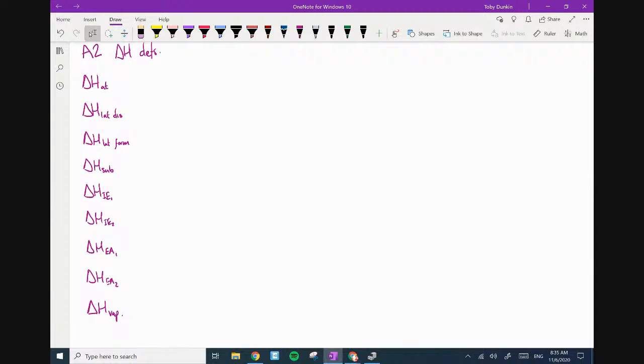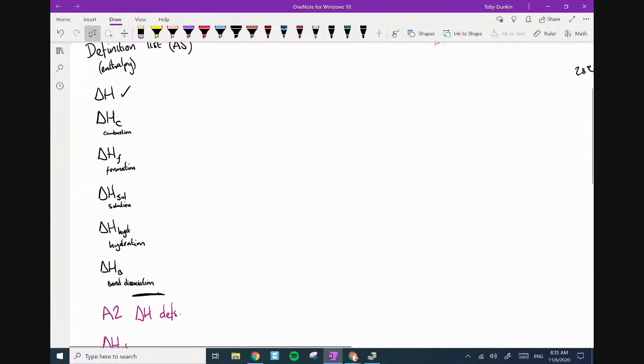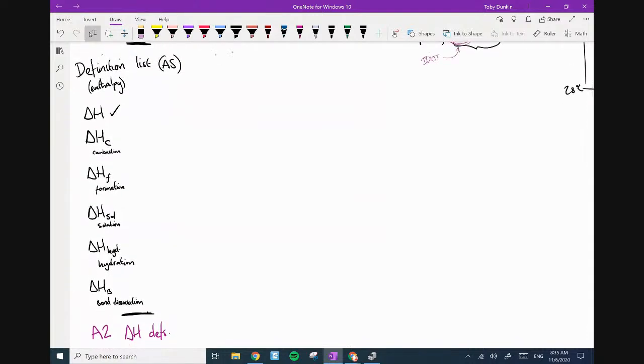Now, when you look at this definition list, you just look at it and you want to cry. And I totally get it. So what I've designed is a frame method.